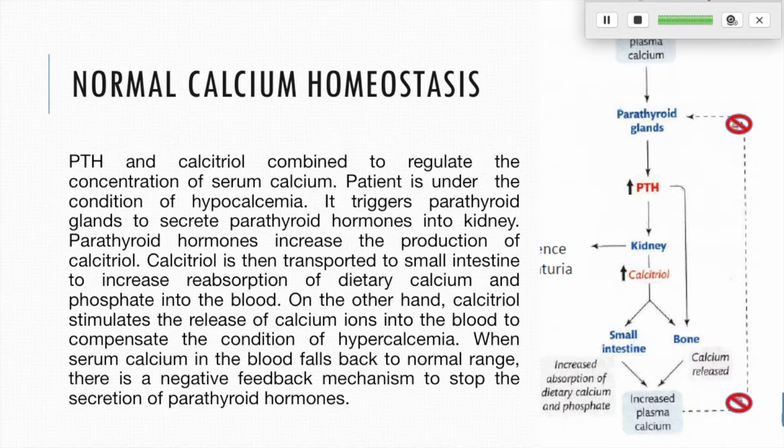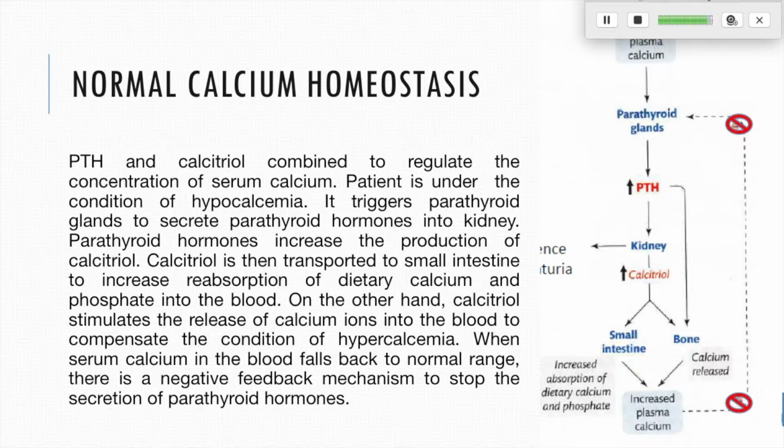Furthermore, I'm going to explain the normal calcium homeostasis. PTH and calcitriol combine to regulate the concentration of serum calcium. The patient is under the condition of hypocalcemia. Therefore, it triggers the parathyroid glands to secrete parathyroid hormone, which acts on the kidney.